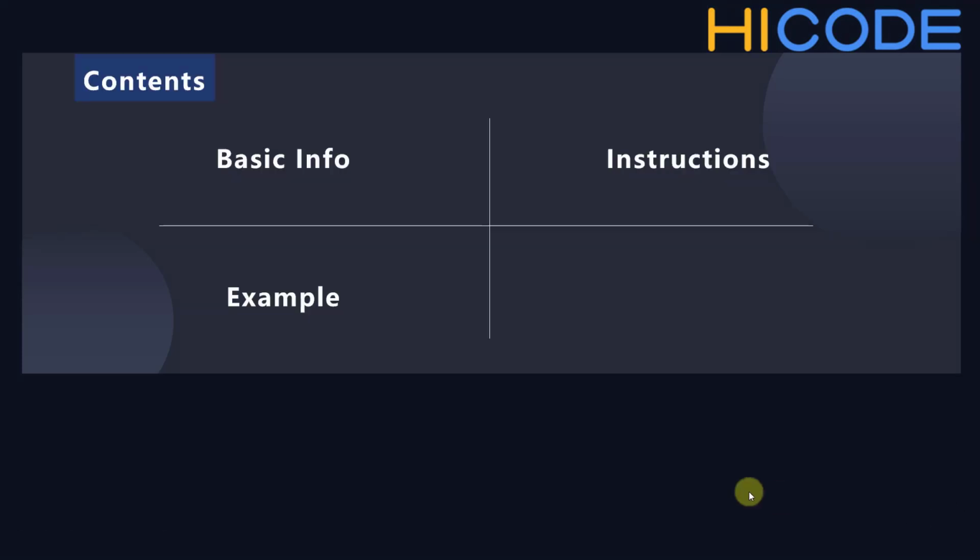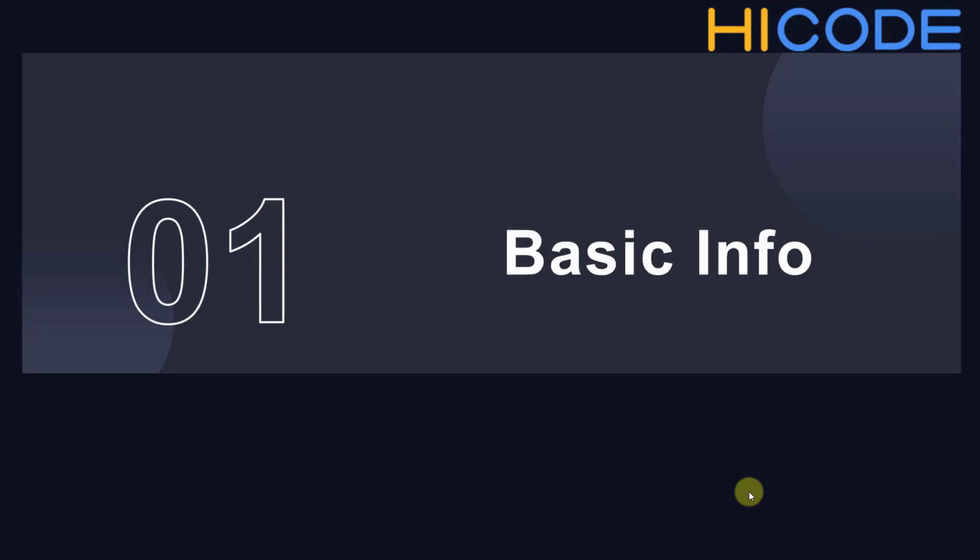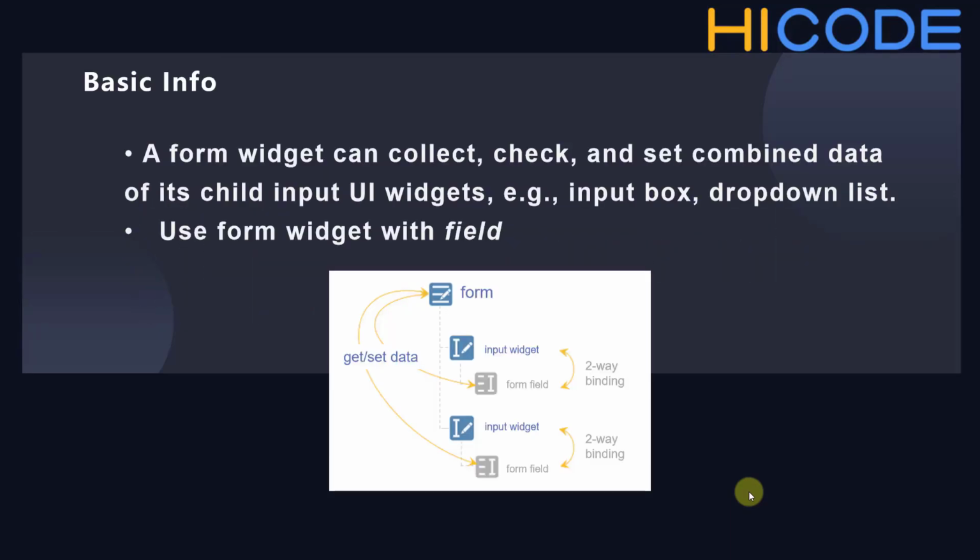First, some basic information on form widgets, and next how to use them. And still we will practice it with an example. Okay, first, what is form widget? A form widget can collect, check, and set combined data of its child input UI widgets, for example, input box, drop-down list, and etc. Form widget is usually used with its field.